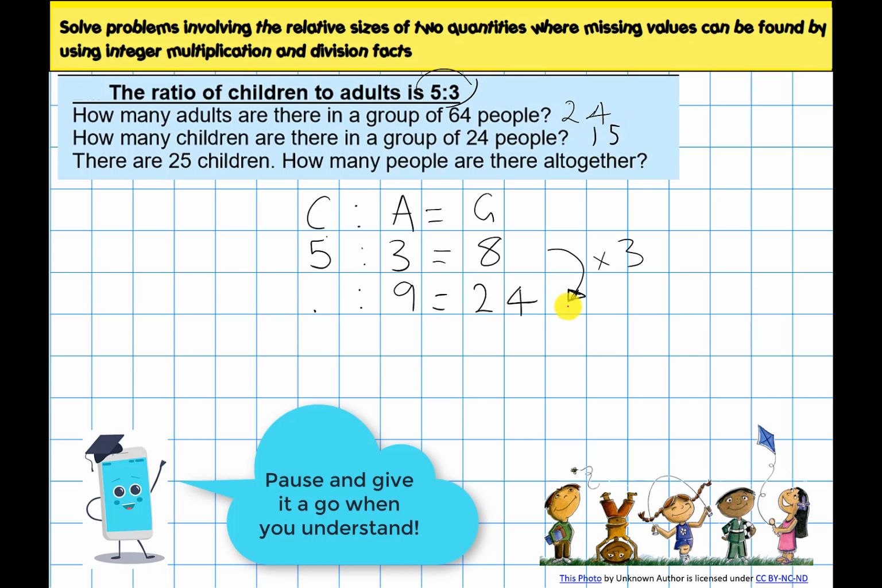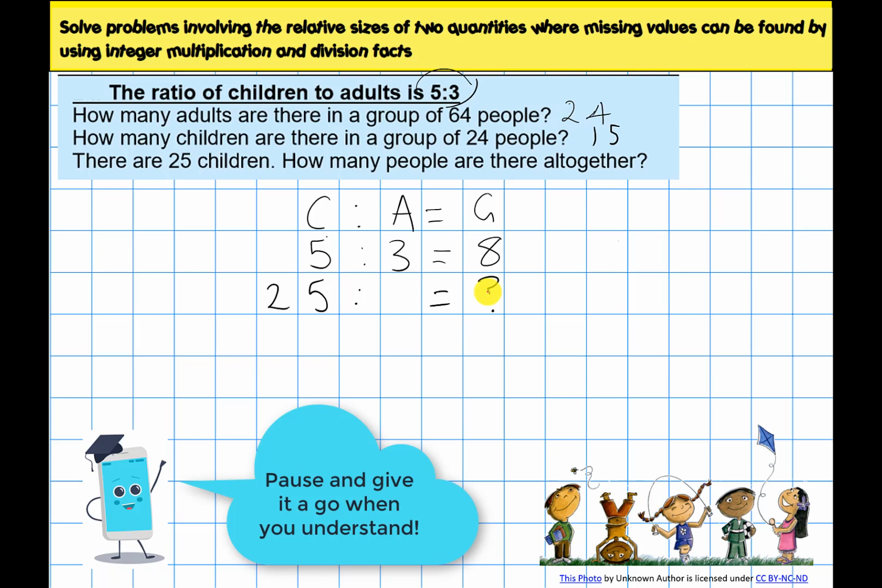And finally, there are 25 children. How many people are there altogether? There are 25 children, so I have this information. Remember, each time write your information underneath the initial ratio that you're given. How many people are there altogether? So it wants to know this part.